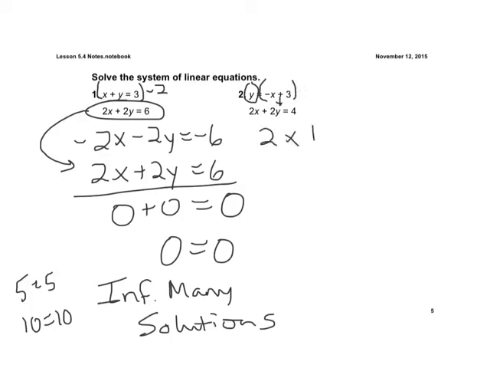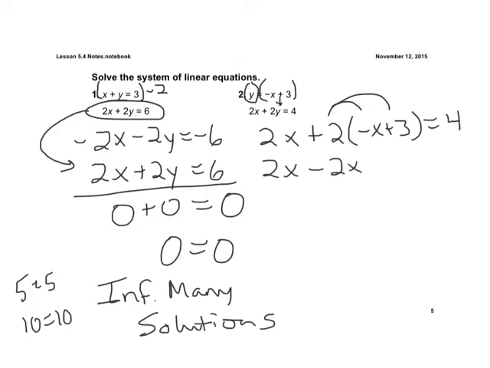So we have 2x. We're rewriting the second equation. 2 times y, which is negative x plus 3, equals 4. Distribute. 2x minus 2x. 2 times 3 is 6 equals 4. 2x and a minus 2x, if we subtract those, we're left with 0. 0 plus 6 is 4. 6 equals 4. Well, that's not true. 6 does not equal 4.